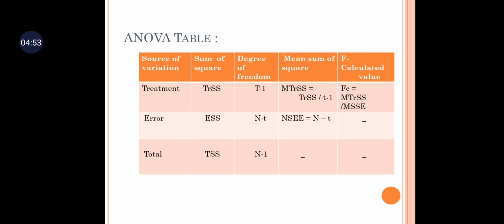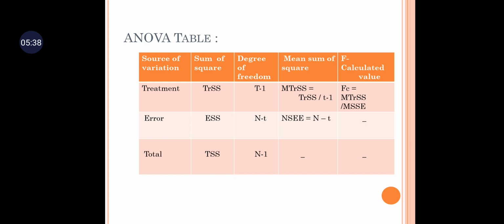So in our table we have to handle these calculated values. Source of variation: treatments, errors, total. Sum of squares: TrSS, ESS, TSS, that is the treatment sum of squares, error sum of squares, and the total sum of squares. The next column is degrees of freedom: t minus 1, n minus t, n minus 1.